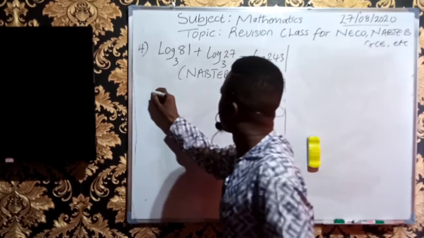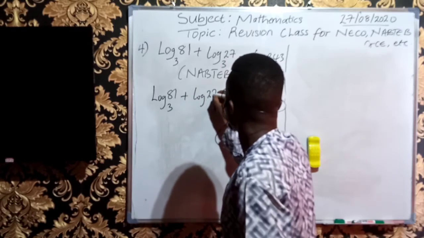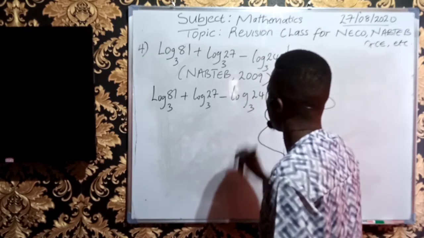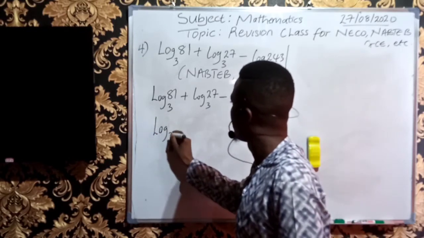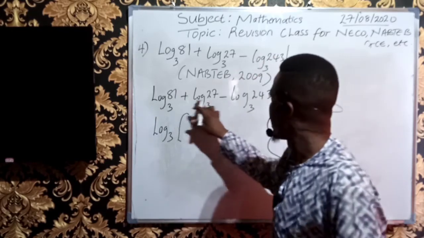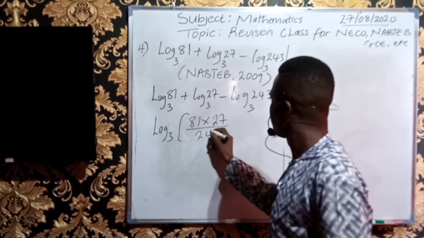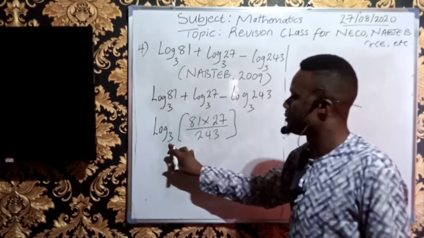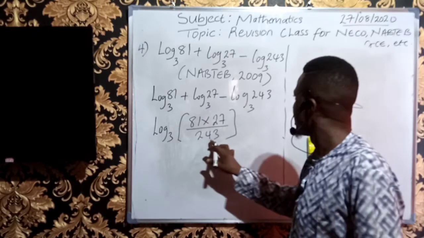So let's just write out that log 81 in base 3 plus log 27 in base 3 minus log 243 in base 3. Now, since all of them are in log base 3, I can factor out log base 3 here. So I'll be having 81 times, because I am seeing plus, I will multiply by 27. See minus, I will divide by 243. That's just it. So all of them are given in base 3. So I'll have log base 3, then 81, plus implies times, and minus implies division.